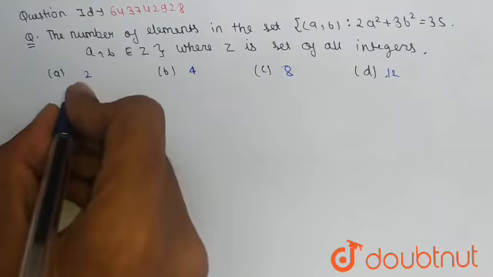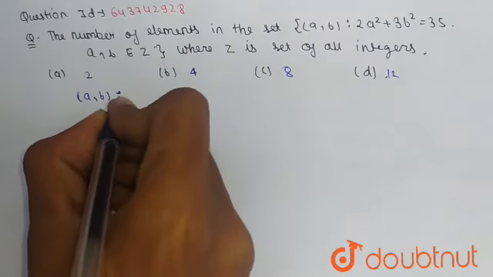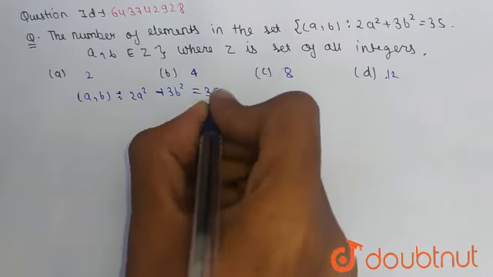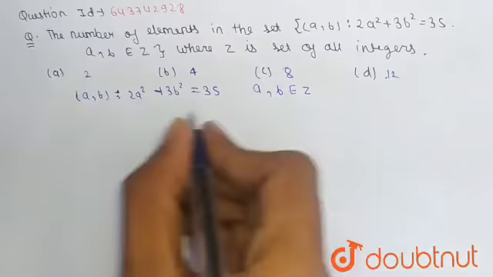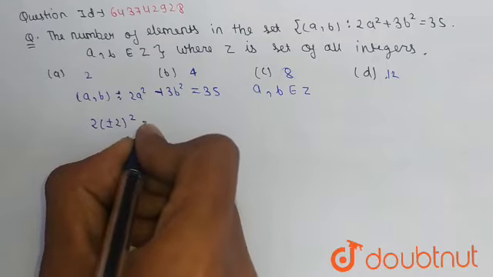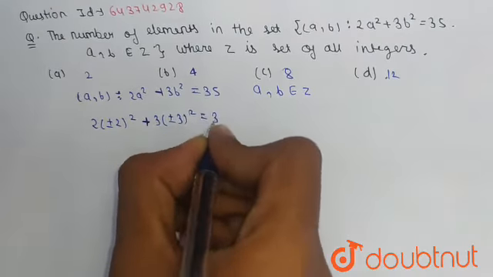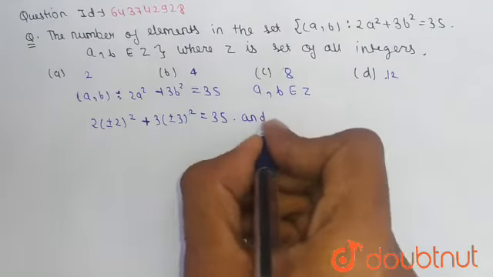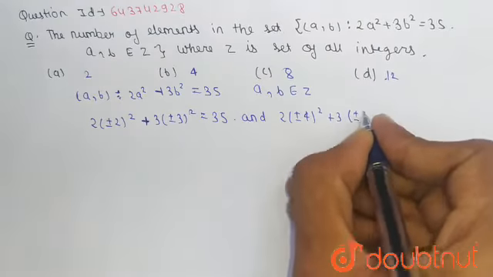So consider we have given (a, b) such that 2a² + 3b² = 35, where a, b are elements of Z, where Z means integers. So what we have to simply do is, 2(±2)² + 3(±3)² = 35. And we also know that 2(±4)² + 3(±1)² = 35.